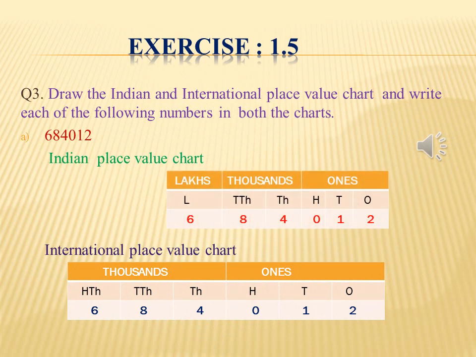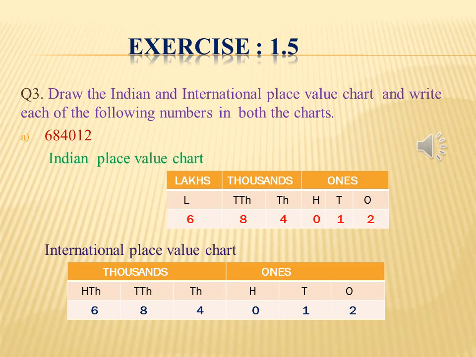Dear children, look at question number 3. Draw the Indian and international place value charts and write each of the following numbers in both the charts. The number given here is 684012. First, let us write it in Indian place value chart. In the Indian place value chart, we have 3 periods, ones period, thousands period and lakhs period. So the number here is 6,84,012.